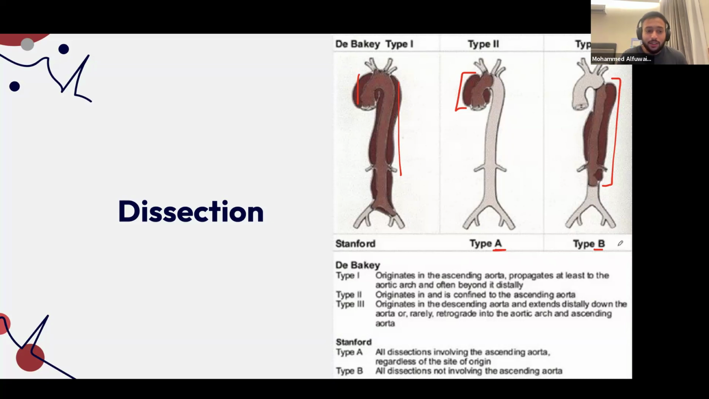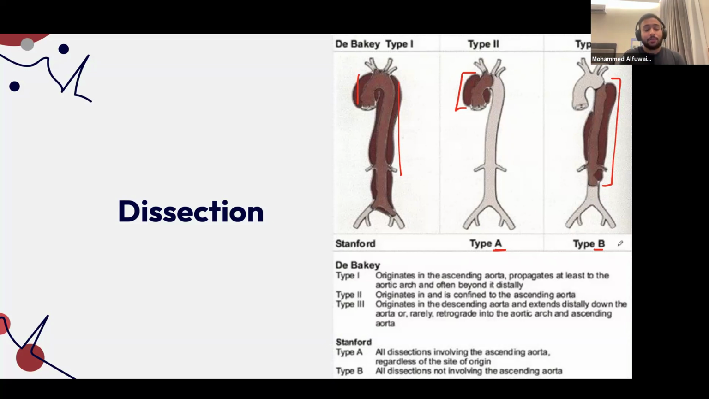You need to be able to identify these. The other thing is how can you know that the patient has dissection? The pain is a chest pain, usually central chest pain, a stabbing, tearing sensation. This is a very important description: stabbing, tearing sensation that radiates to the back. This is how aortic dissection presents.